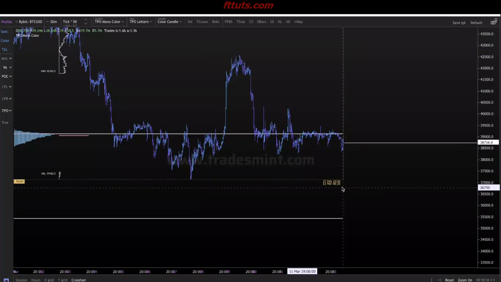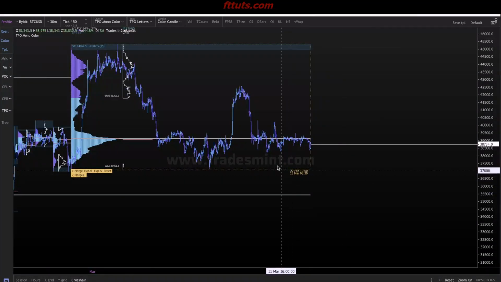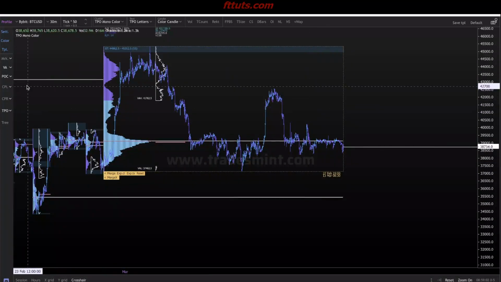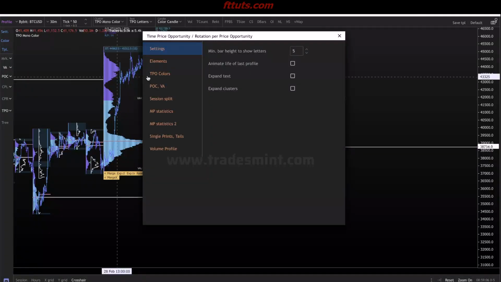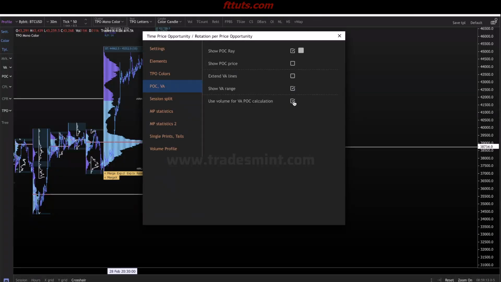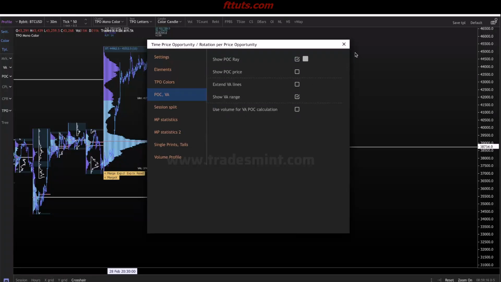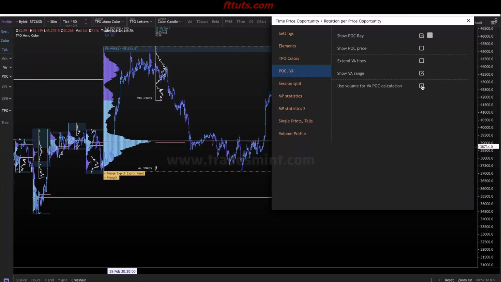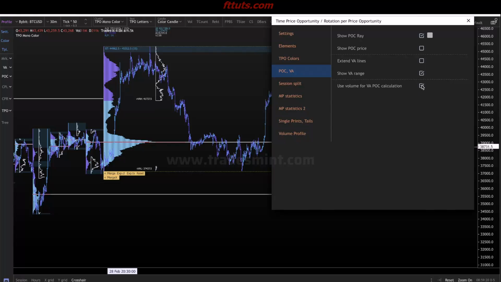We can now see our profile here, and what we want to do now is come over to TPO, go to TPO settings, go to POC VA, and click use volume value area for point of control. Okay, and now what this will do is this will now give you the volume, value area high, value area low, and point of control. Okay, you can see how it's changing.